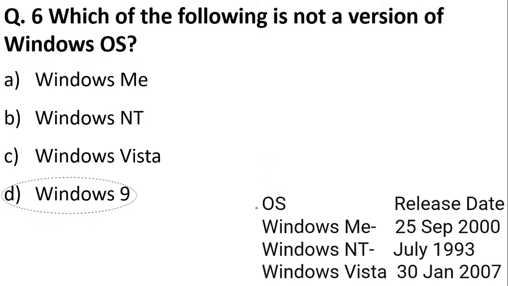Here I would like to tell you the release dates of these. Windows Me was released in 2000, while Windows NT, NT stands for new technology, was released in 1993, long back, and Windows Vista was released in 2007. Okay, currently the most famous is Windows 10. So 9 hasn't come up. It is not a version.